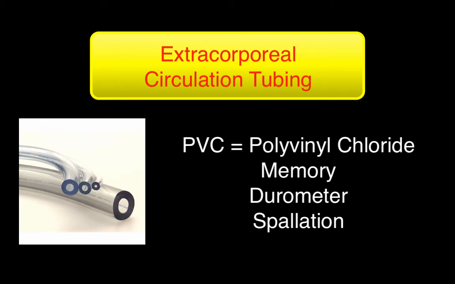Spallation is a process in which the PVC fractures and fragments. It results from the repeated compressions of the tubing between the rollers and the raceway. Spallation is responsible for microemboli generation, and if it continues through the entire wall thickness of the tubing, will produce a raceway rupture.